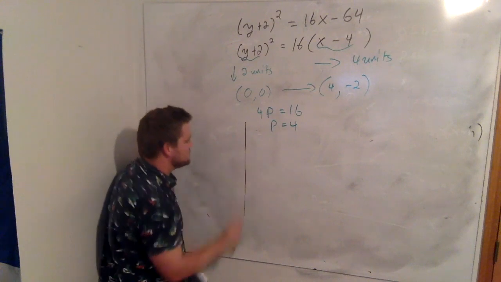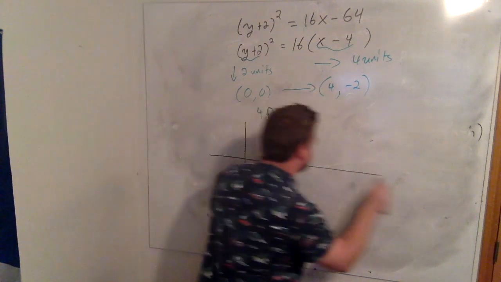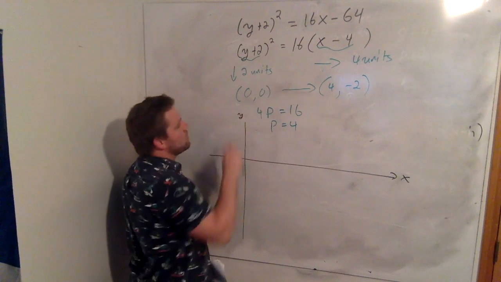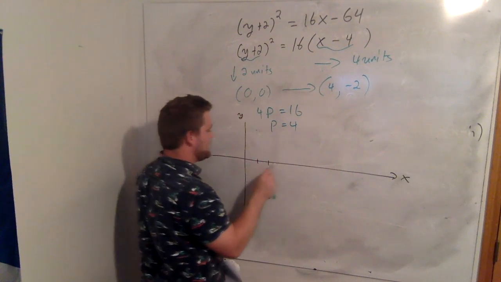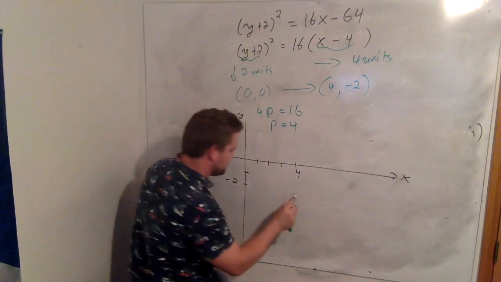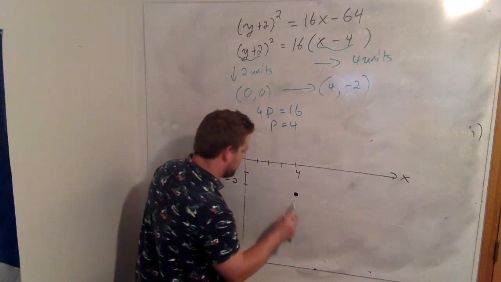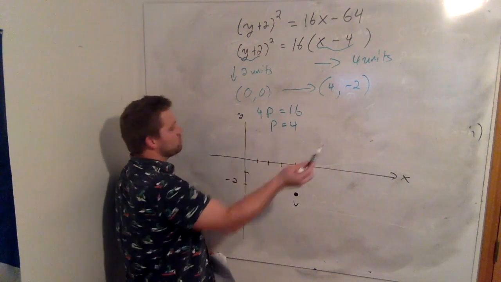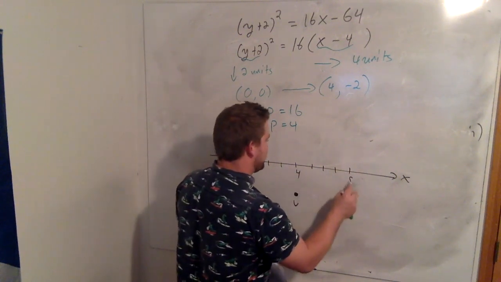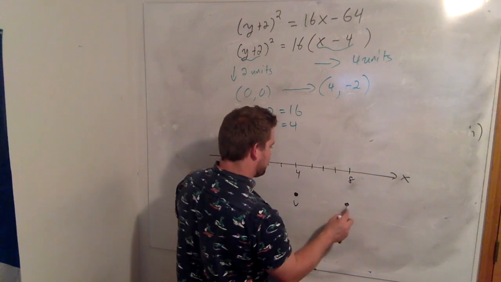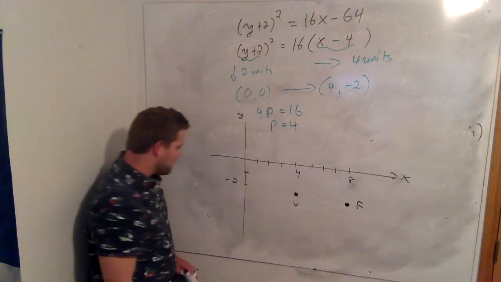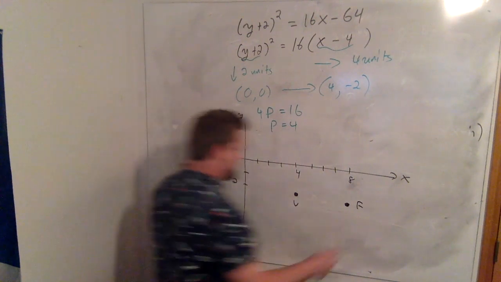Okay, let's actually do this. So here is x and here is y. Our vertex is at 4, -2. So this is where our vertex is. Maybe I'll put a V there. I need to go to the right 4 units. So now we'll be at 8. So this is where our focus will be. Our focus will have coordinates 8, -2.